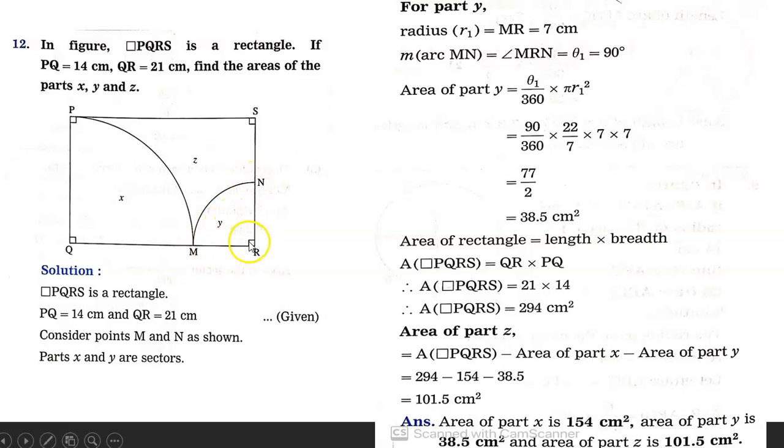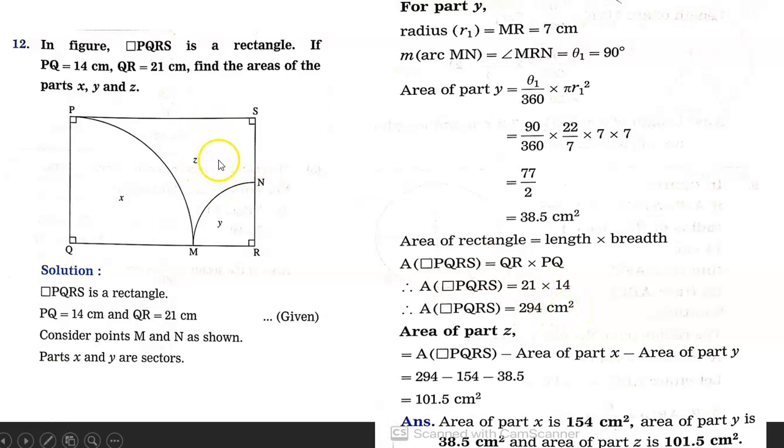This angle is 90 degrees. So I get the area of part Y is theta 1 upon 360 into pi r1 square. So 90 upon 360 into 22 upon 7 into 7 into 7. I get the answer as 38.5 centimeters square. Now the area of the entire rectangle would be length into breadth. That is 21 into 14, which is 294 centimeters square.